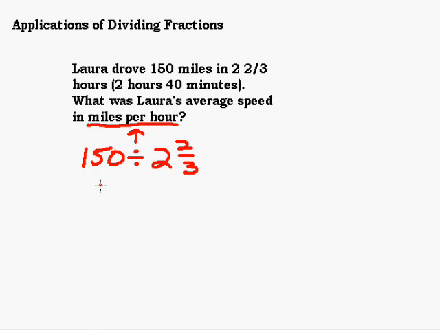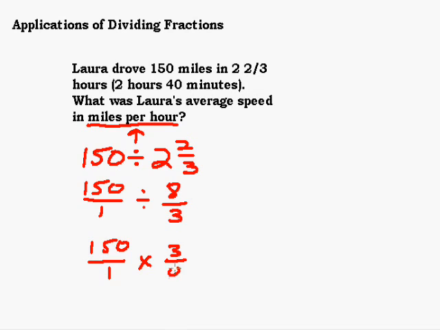Alrighty, let's solve this thing. Might as well do it in red. Okay, so we got 150, which is 150 over 1. Now this, I need to change to a fraction before I can flip it. So I'm going to keep this divide sign for one more step. 2 times 3 is 6, plus 2 is 8. So 8/3. Now I'm going to flip it. So now I'm going to change it to a multiply. Don't change this divide to a multiply until you can take the reciprocal of your fraction after your divide. You might get messed up if you do it too early.